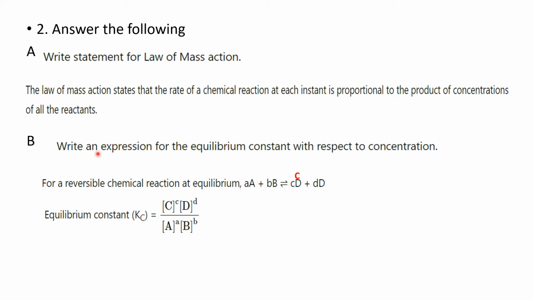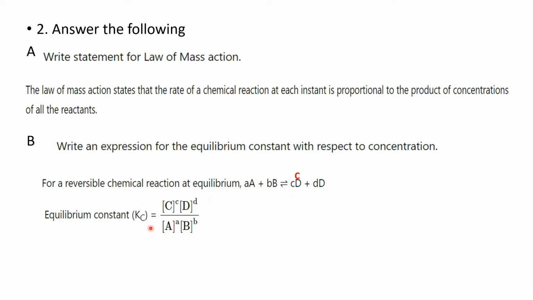B. Write an expression for the equilibrium constant with respect to concentration. For a reversible chemical reaction at equilibrium, a moles of A plus b moles of B gives c moles of C plus d moles of D. Here it is written c moles of D, it should be c moles of C.